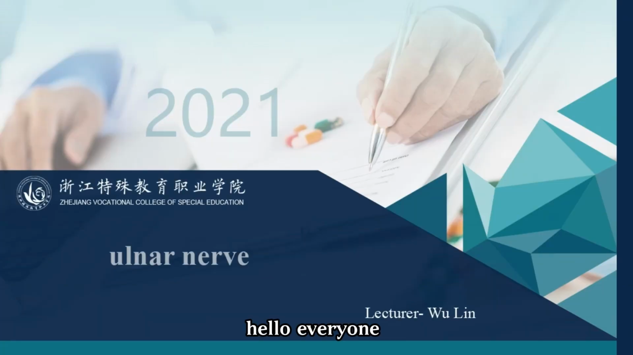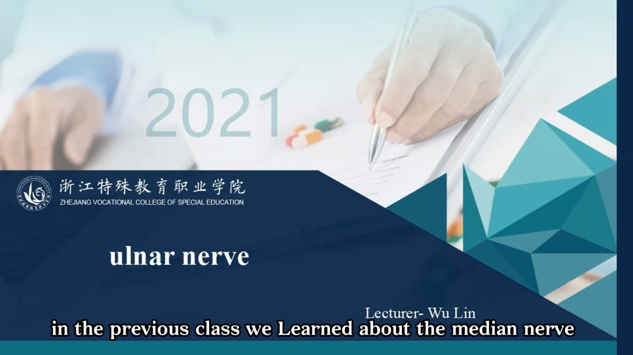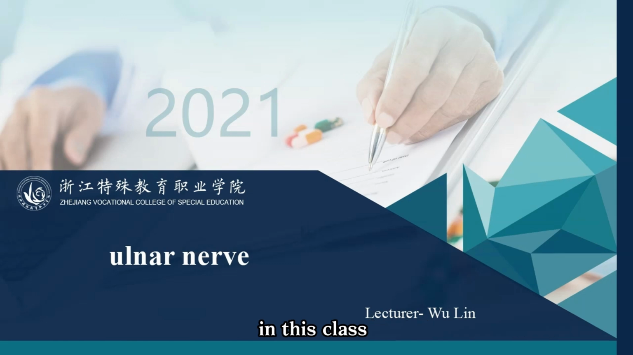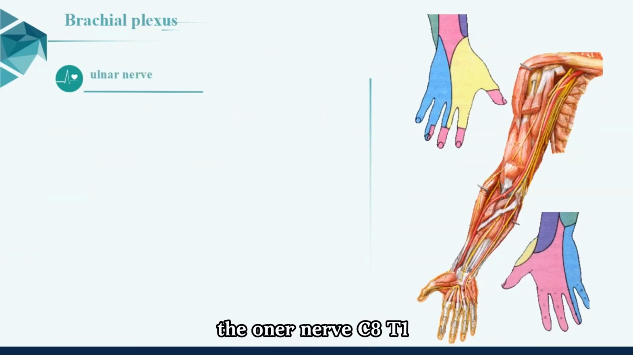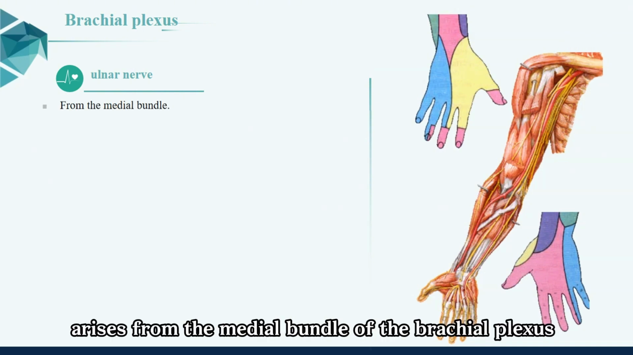Hello, everyone. In the previous class, we learned about the median nerve. In this class, we will start learning about the ulnar nerve. The ulnar nerve, C8, T1, arises from the medial bundle of the brachial plexus.